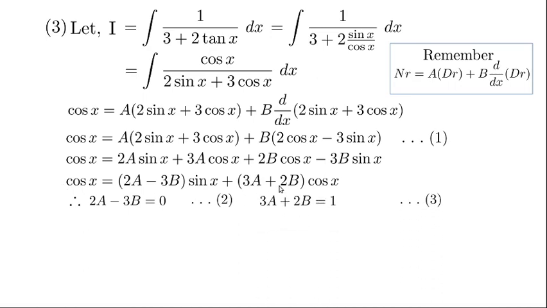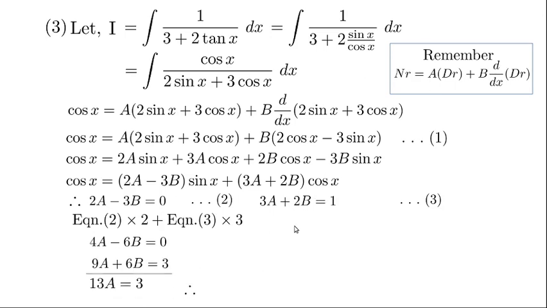So we get 3a plus 2b equal to 1. And now we are going to solve these two equations to get the values of a and b. Equation 2 into 2, that gives you minus 6b, and 3 into 3 here it gives you 6b. So when you add these two, you will eliminate b and you will get the value of a. That therefore we get a equal to 3 by 13.